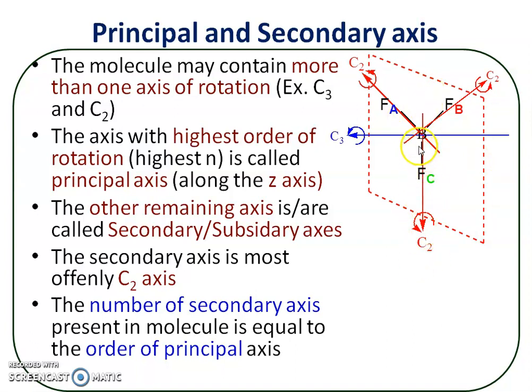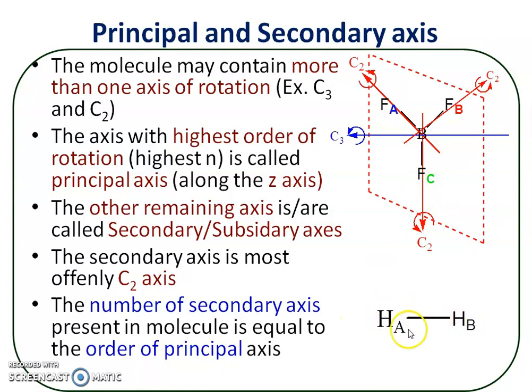Along this C2 axis, when the molecule is rotated through 180 degrees, this time boron and Fc will remain in the same position. At the same time, Fa will exchange with Fb, and after 180 degree rotation, these two atoms will exchange. The orientation of the molecular structure will remain the same, and therefore in the boron trifluoride molecule there is a C3 axis, which is the principal axis, and there are 3 C2 axes which are considered as secondary axes.